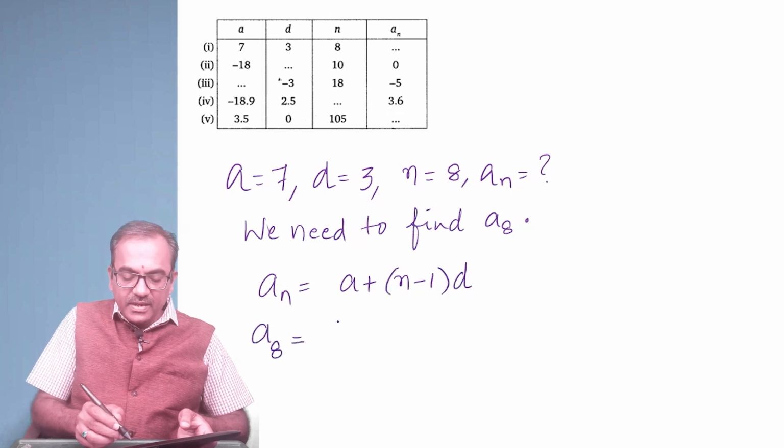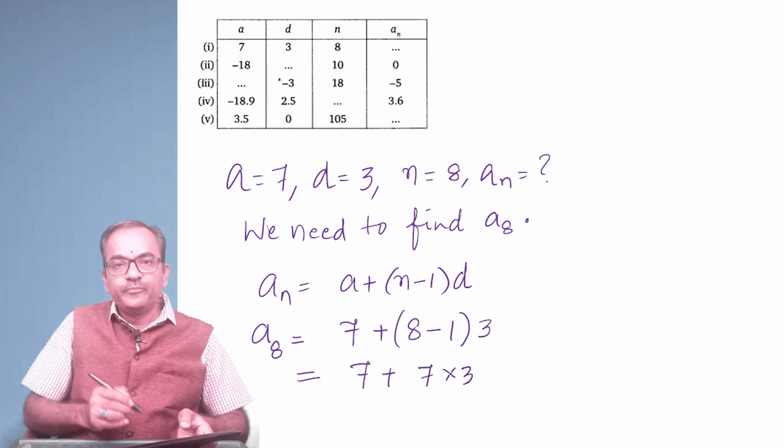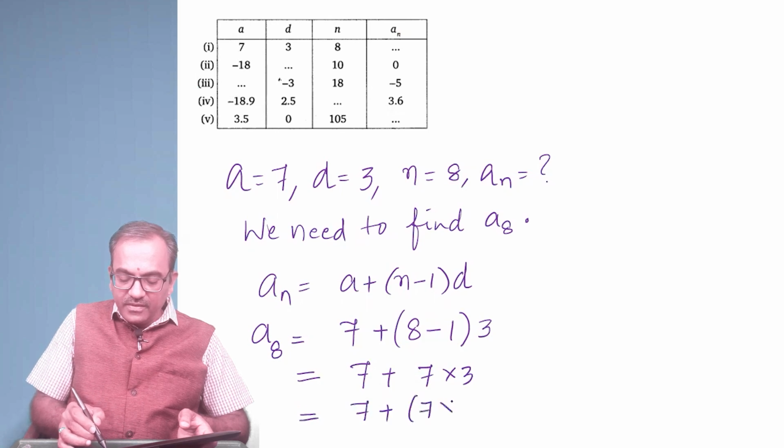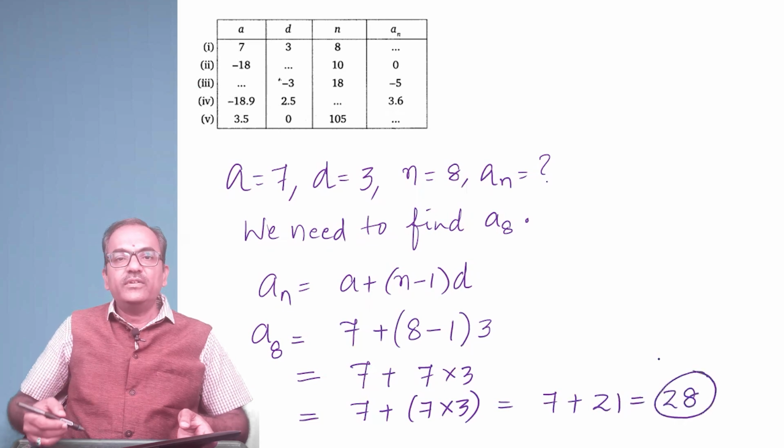A8 is equal to, in the place of a substitute 7, in the place of n substitute 8, in the place of 1 write 1, and in the place of d substitute 3. So this will yield you 7 plus 8 minus 1 is 7 into 3. Dear children, don't get confused. This is not 14 into 3, rather this is 7 plus 7 into 3, which is 7 plus 21, that is 28. So we have the first answer 28. You have to simplify the problem based on the BODMAS rule.